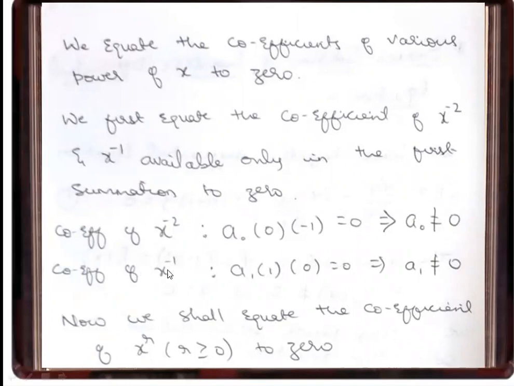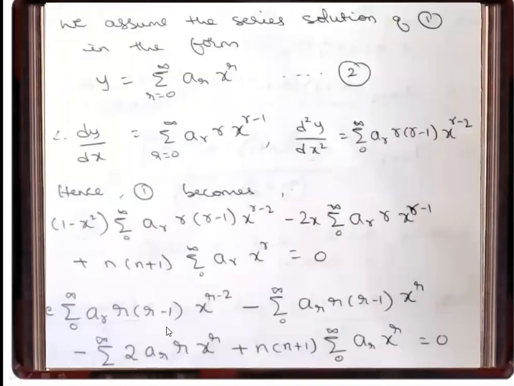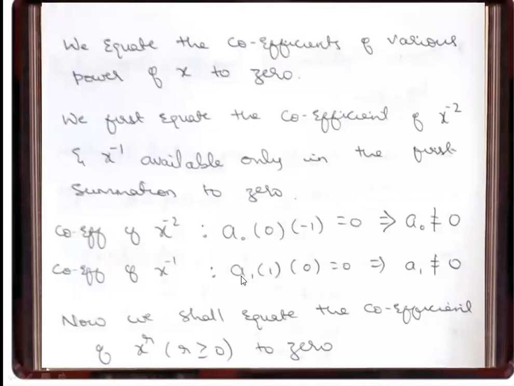Next, coefficient of x to the power minus 1. So when do you get x to the power minus 1? When you take r is equal to 1. When you take r is equal to 1, 1 minus 2, you get x to the power minus 1. So we shall consider the coefficient of x to the power minus 1. This you get only in the first term. So a suffix 1, that is a1 into 1 into 1 minus 1. Okay, so a1 into 1 minus 1 is 0, which is equal to 0, implies what? a1 is not equal to 0, because there is already one 0 present here. Not necessary that a1 also should be equal to 0.